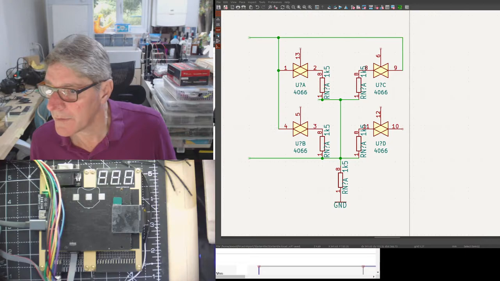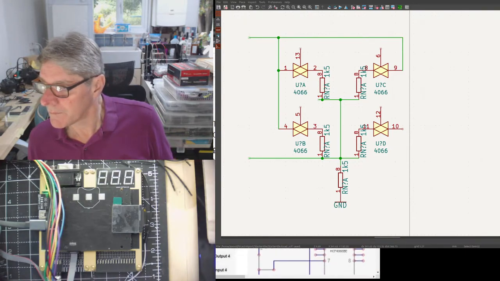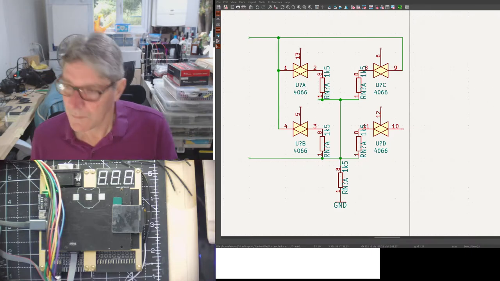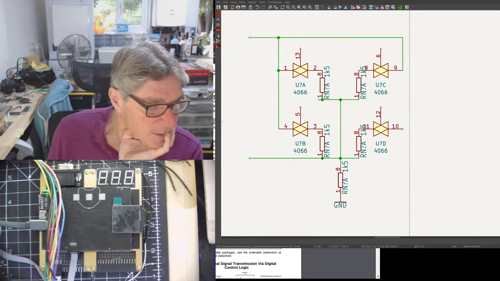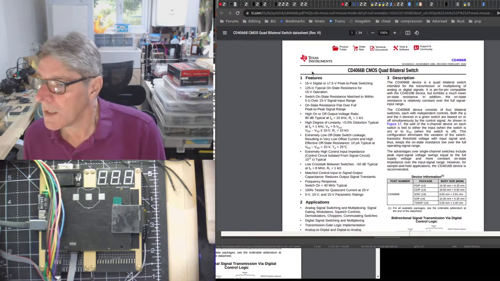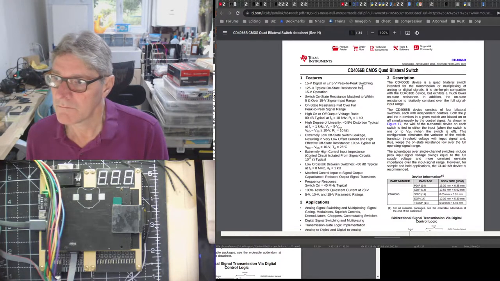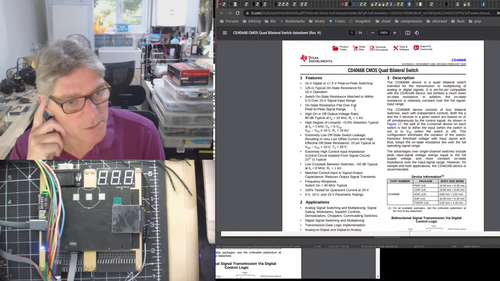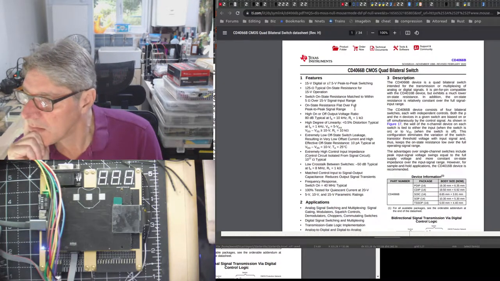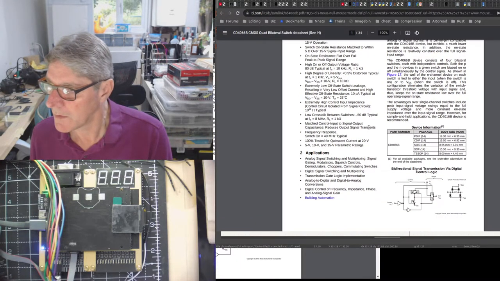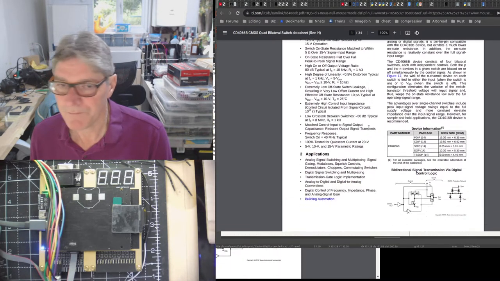Just look at one of our choices. So if I look at the original CD4066 data sheet, let's just switch to that. 15 volt digital or 7 plus or minus 7.5 volt peak to peak switching, for the CMOS quad bilateral switch. So that might do it. So we could go up to about 15 volts in terms of the input.